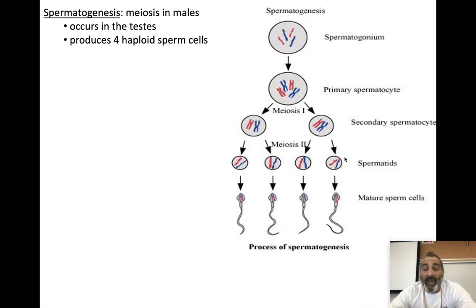Now, meiosis in males is called spermatogenesis. And what does it produce? One parent cell eventually leads to 4 sperm cells that every one of them is haploid. Okay, this occurs in the testes in males. The testes are the male sex organs.